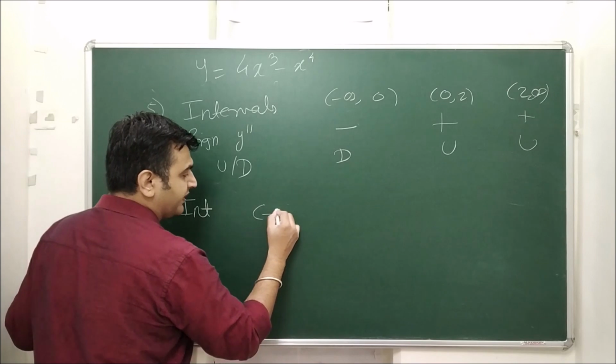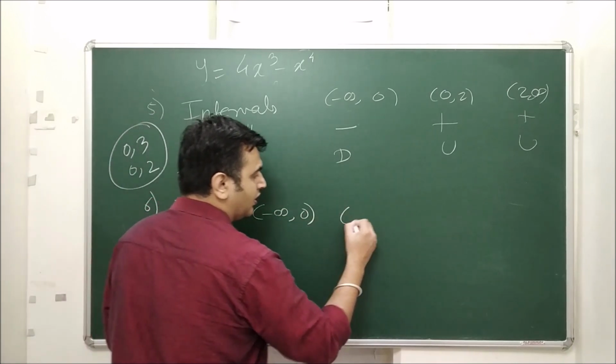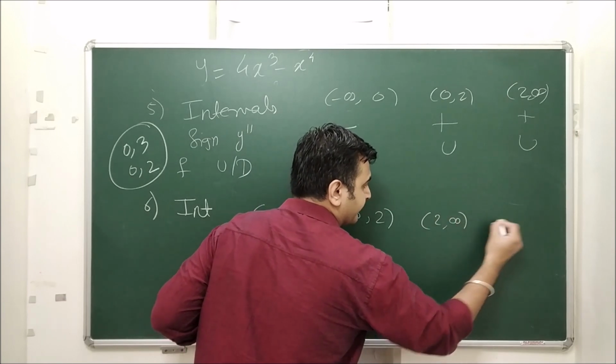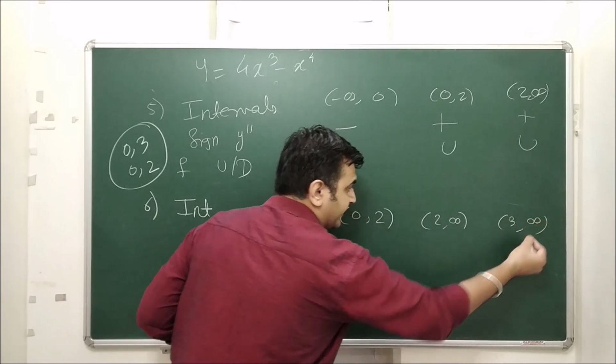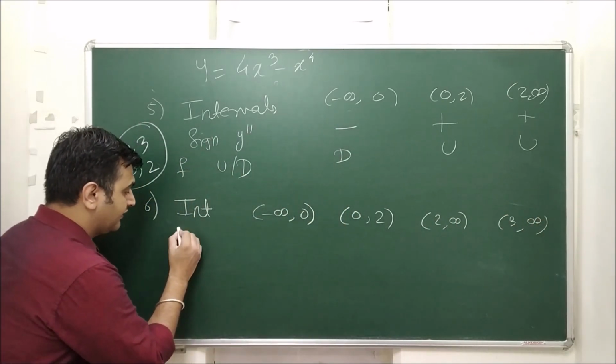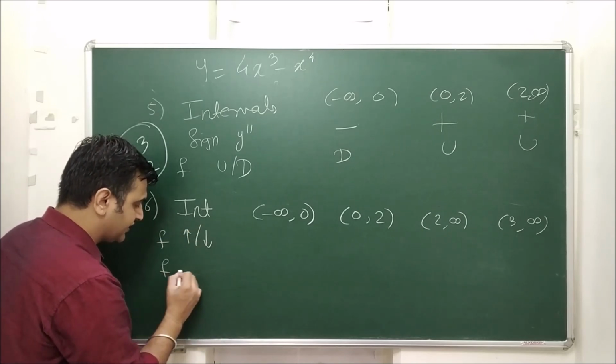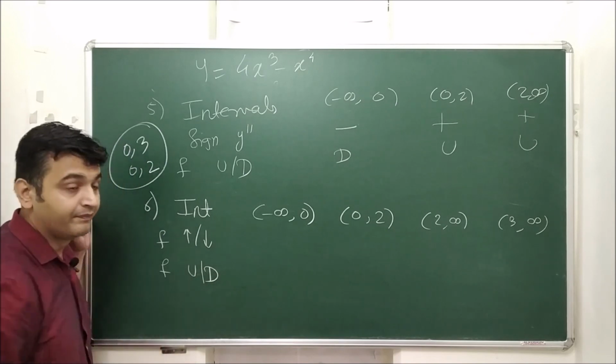So our intervals will be minus infinity to 0, then 0 to 2, then 2 to 3, and then 3 to infinity. And then whether your function is increasing or decreasing and whether your function is concave up or down.